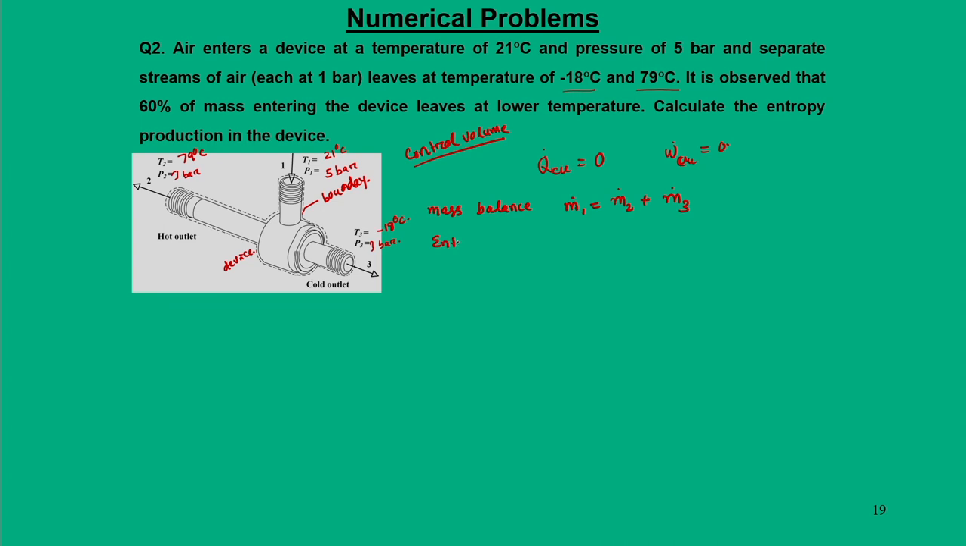and the entropy balance equation can be written as m1 dot s1 minus m2 dot s2 minus m3 dot s3 plus sigma dot CV is equal to 0, because through the boundary Q CV is 0. Now, also there is another data. It is observed that 60% of the mass entering the device leaves at lower temperature. So, from this we can say m3 dot is equal to 0.6 of m1 dot, and m2 dot is 0.4 of m1 dot.